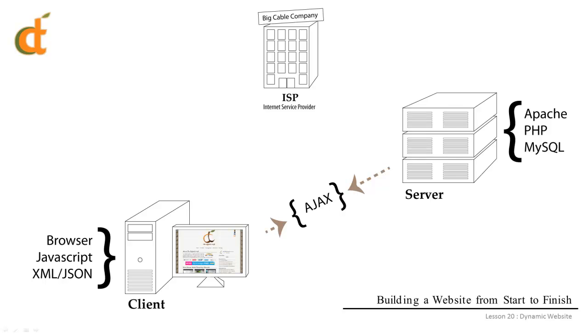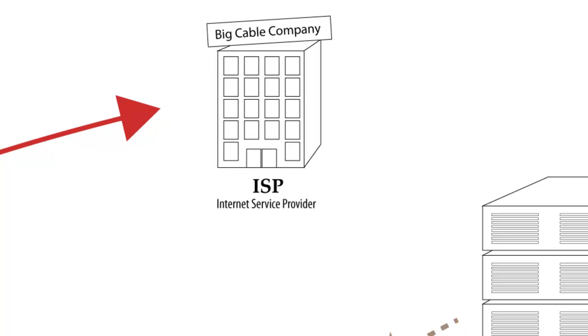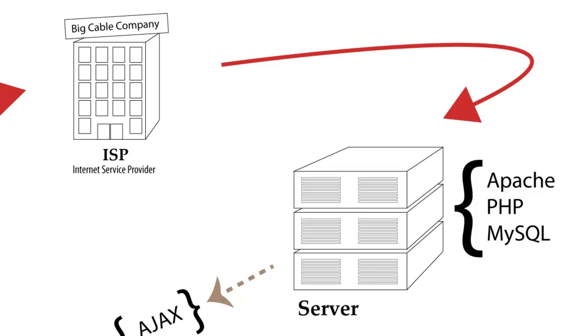So what happens from the moment, let's say you typed in youtube.com and hit go? The moment you hit go, your computer is going to connect to your ISP, which then connects you to the internet, and then it hits the server where YouTube is housed. We don't know if YouTube is using PHP. In fact, I don't think they are, but we're just using them as an example.